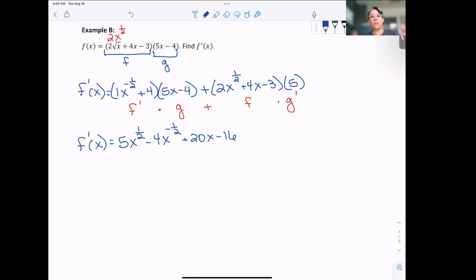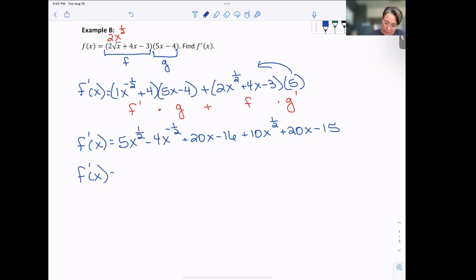So we've distributed the first two. Now let's distribute this 5 over here, and that's going to give us plus 10x to the positive 1/2 plus 20x minus 15. So let's combine any like terms that we have. Let's see, we have a 5x to the 1/2 and a 10x to the 1/2. So that would give us 15x to the 1/2, but remember x to the 1/2 is square root. So we get 15 square root of x.